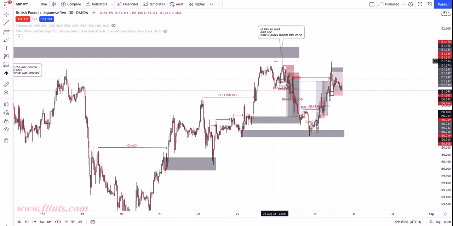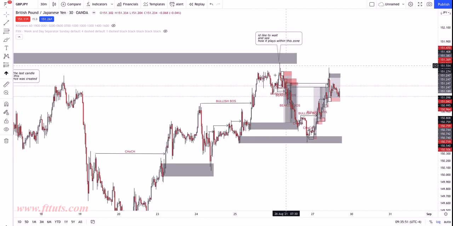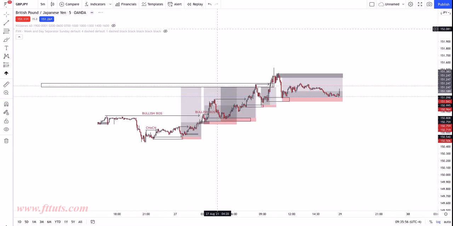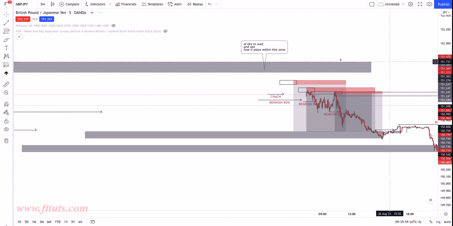We waited for price to tap into this supply zone before we made any decision. Now we also have these demand zones marked out, right? We have this demand zone here, we have this demand zone here. So anyways, let's zoom into this area right here, right? Let's break into the 5-minute. And then we look at how price reacted here.